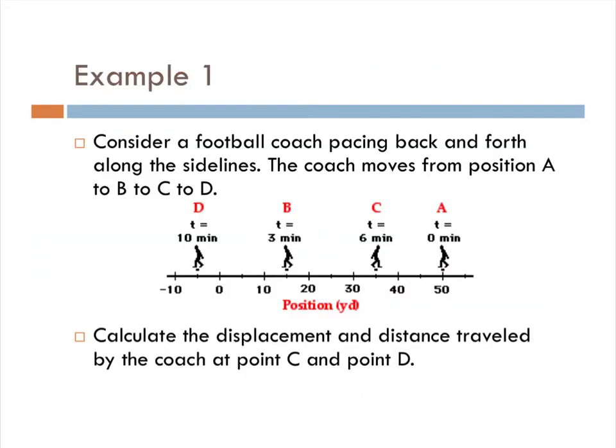I want you to try this example on your own. This one says, calculate the displacement and distance traveled by the coach at point C and point D. What that means is our coach is starting at position A, going to position B, then C, then D. Be sure to pause the video now and give yourself time to work on this problem.